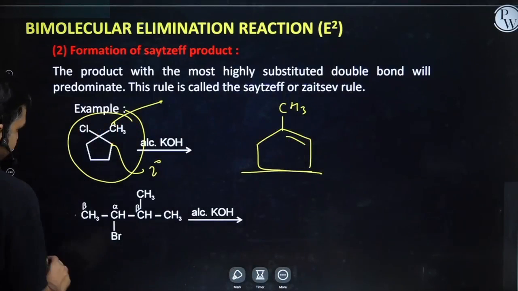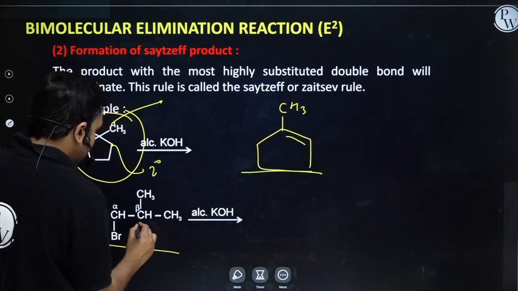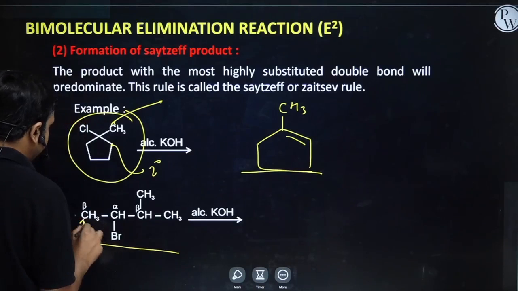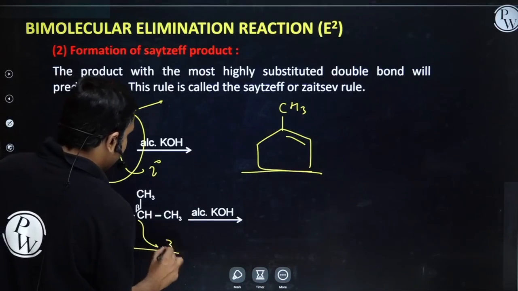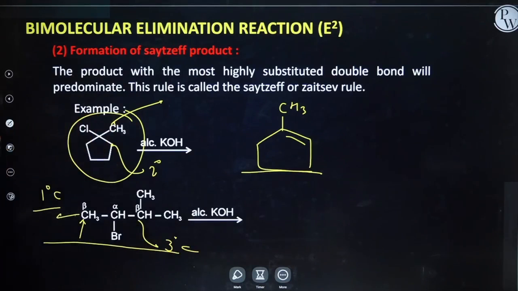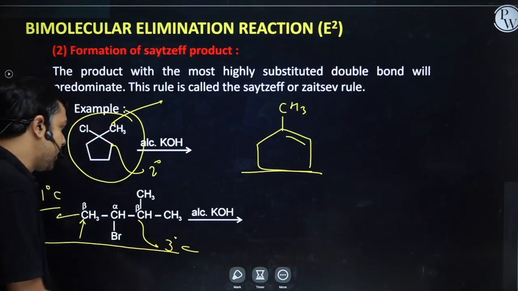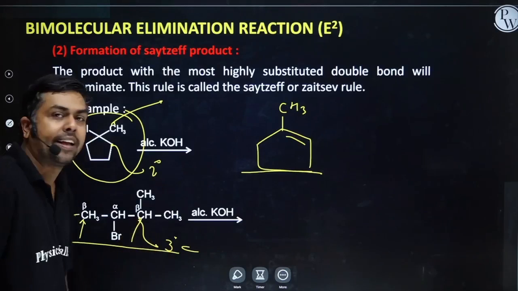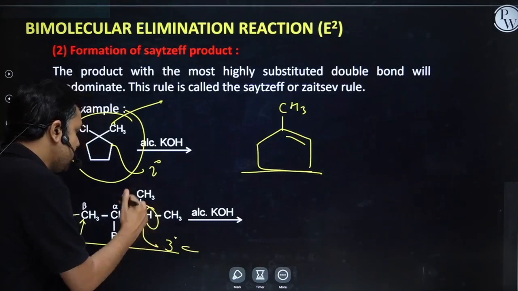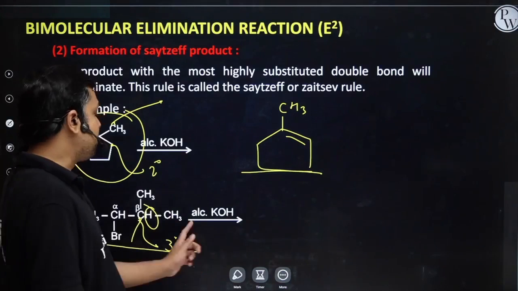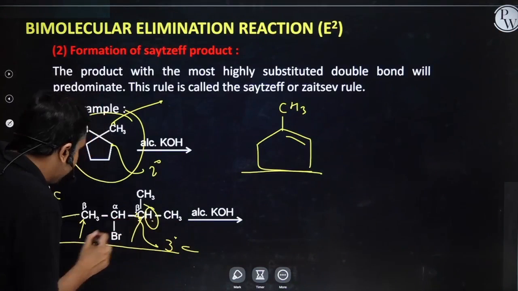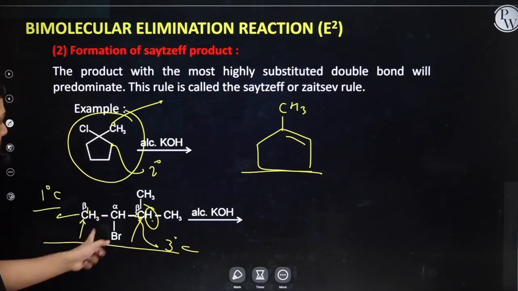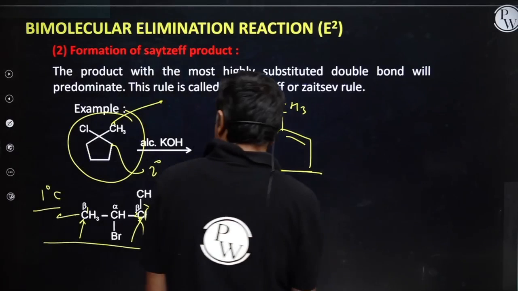Here also you can see this is my beta carbon and this one is also my beta carbon. It's a 1-degree beta carbon. It's a 3-degree beta carbon. Am I clear? Which one is more substituted? This one. Do we have any acidic hydrogen here? Yes. This one is the acidic hydrogen. So this base will snatch beta hydrogen from the beta 2 carbon rather than the beta 1 carbon. And I'm going to write the product like this.